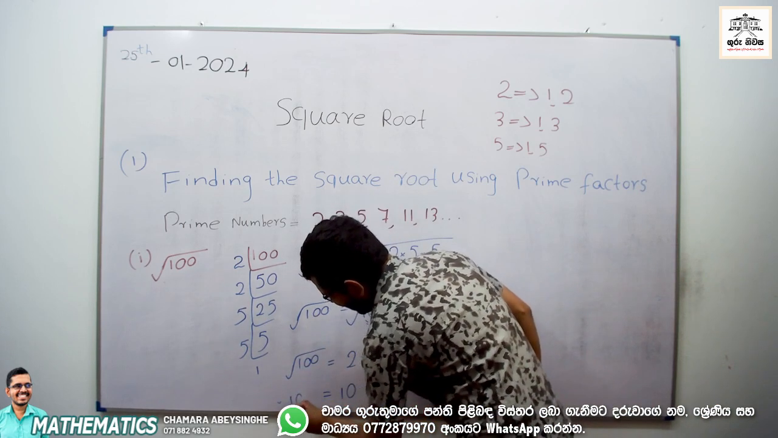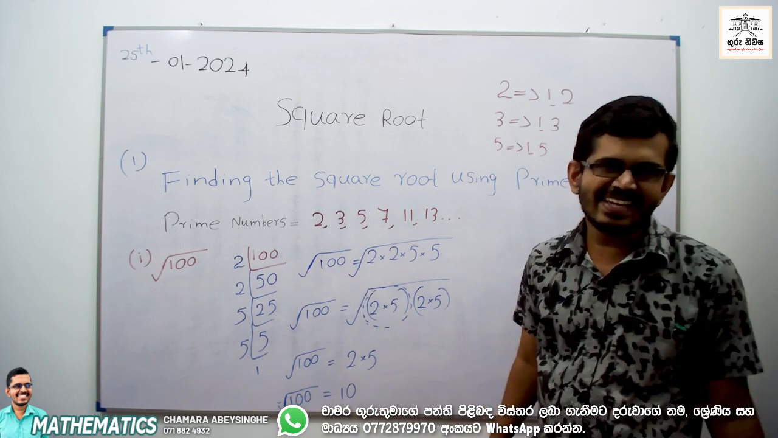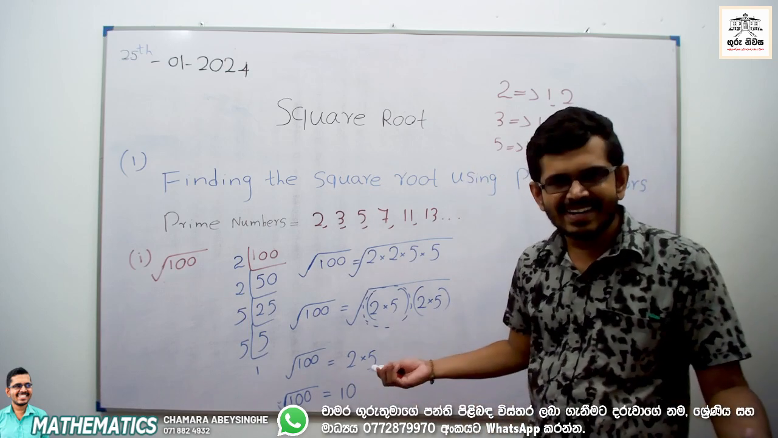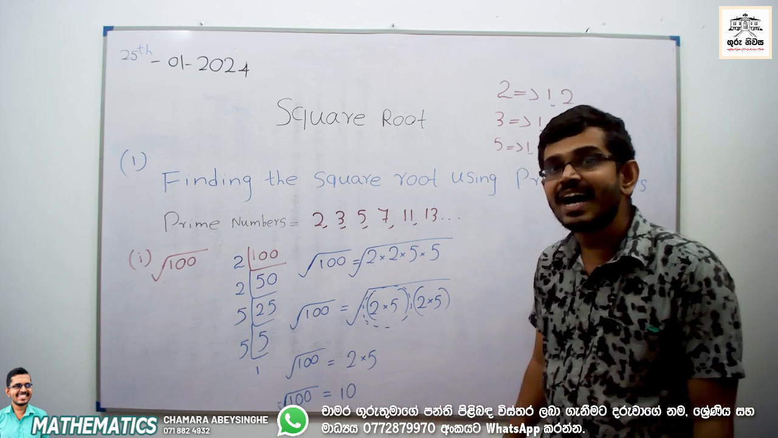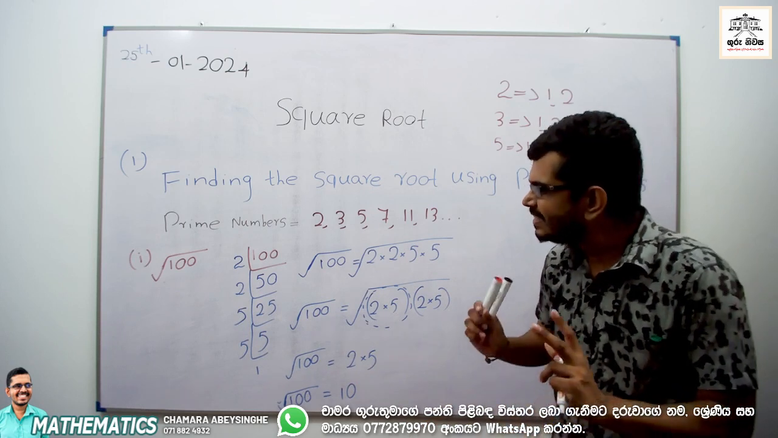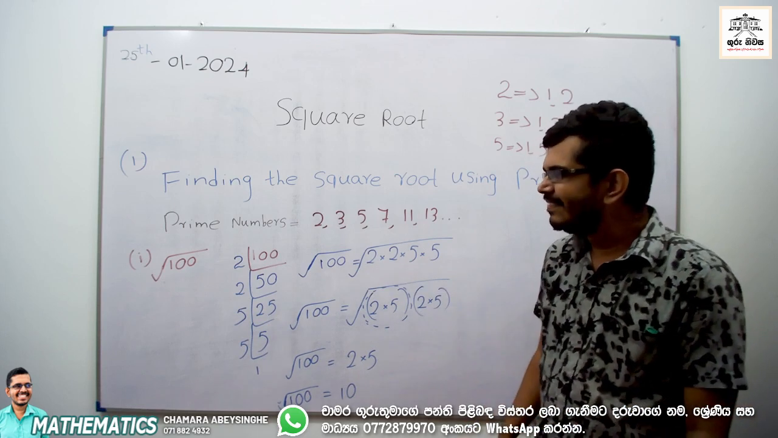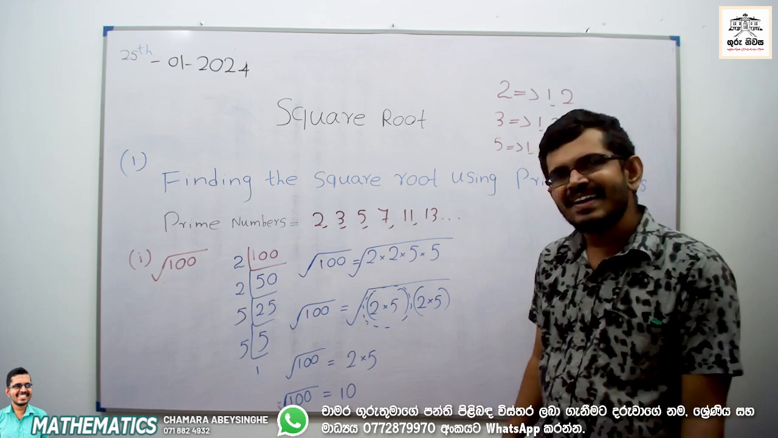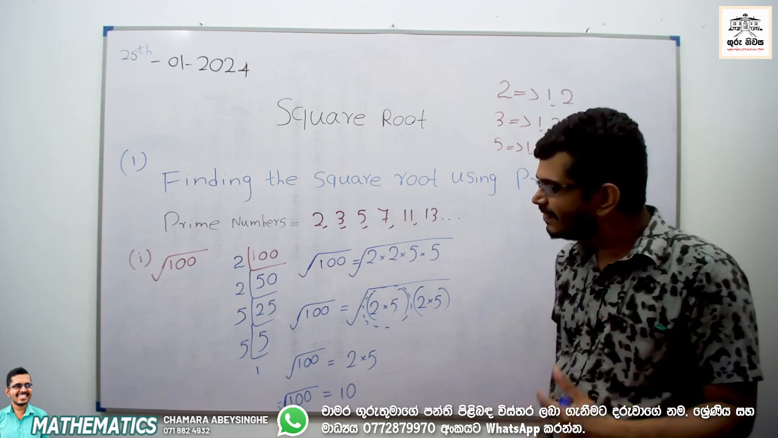10 is the answer. That's okay, student. 10 times 10, 100 is created. So the square root of 100, the answer is 10. That is the answer. You have learned this method in grade 8, but in grade 9 you haven't discussed that one, so this is the important one.